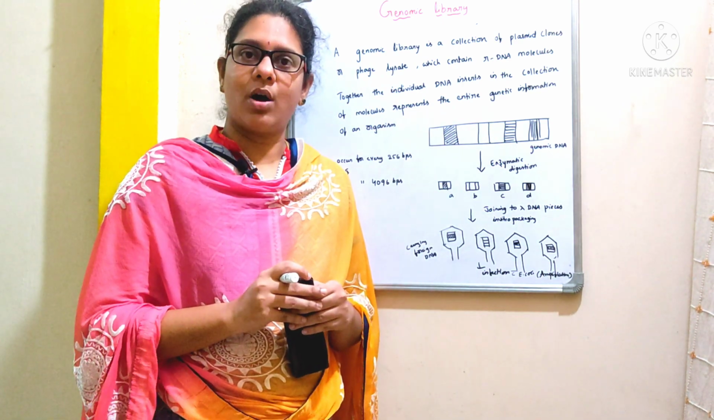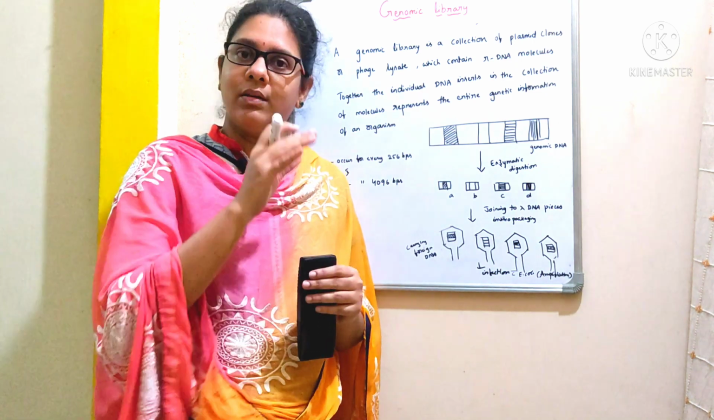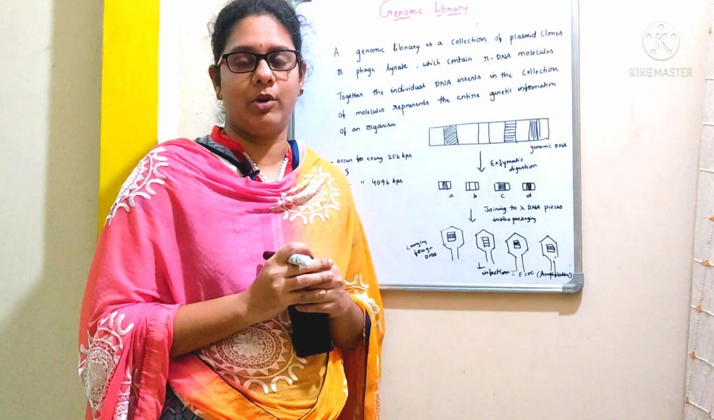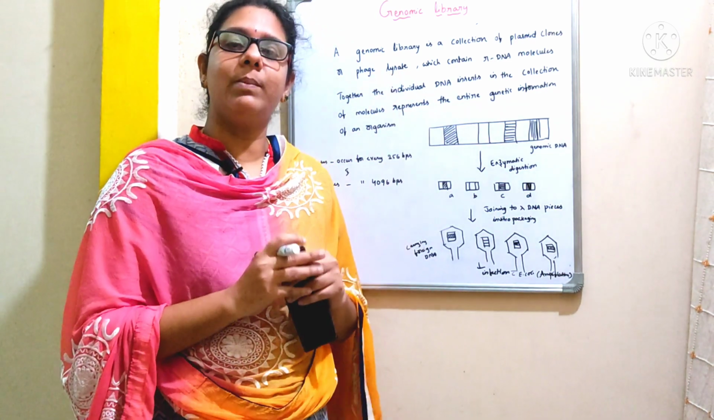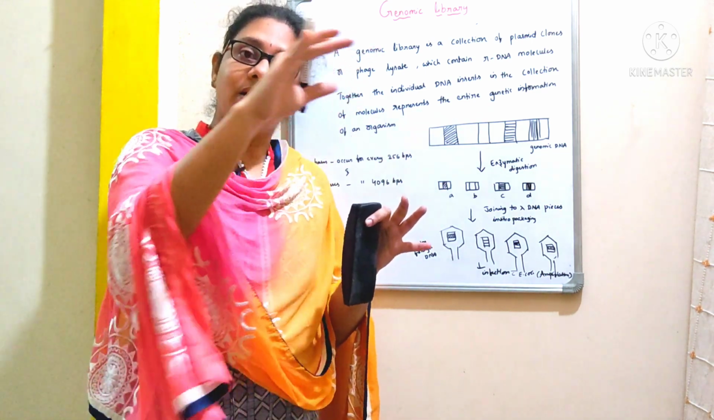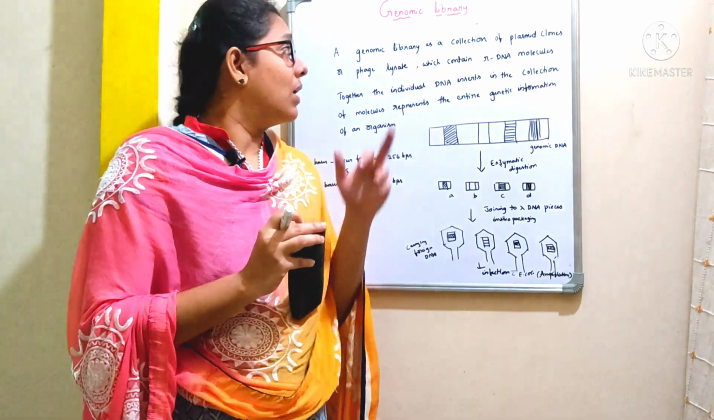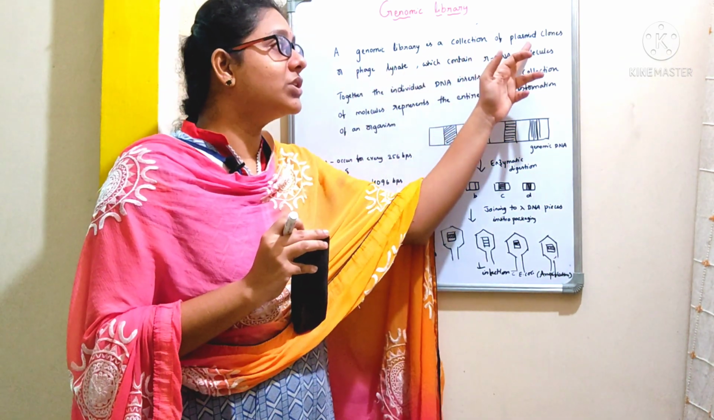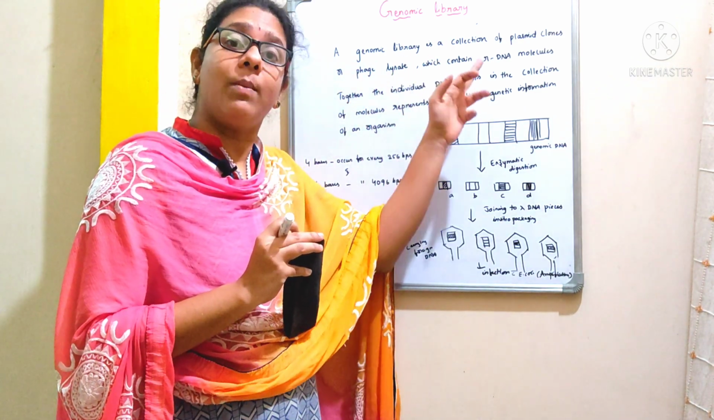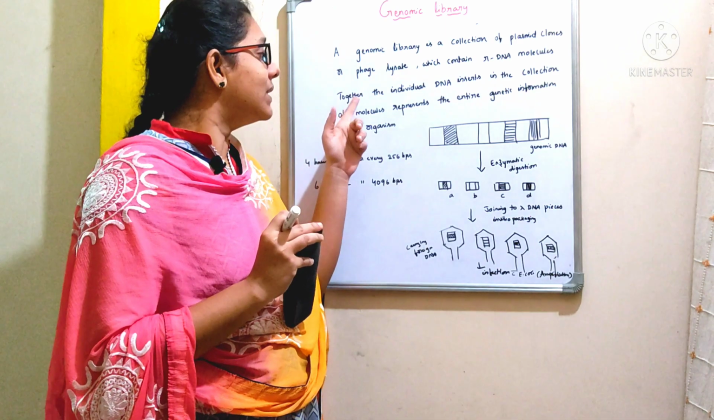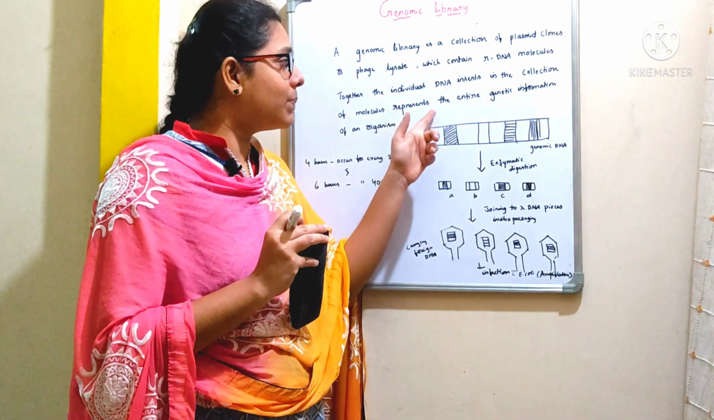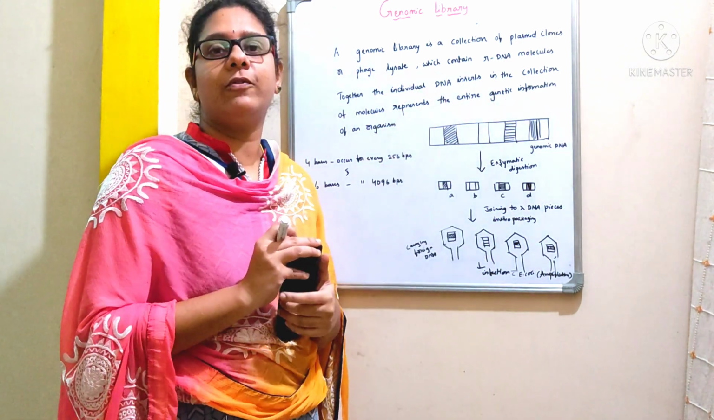We can also call it Gene Library. Generally, in our college, we used to go to the library to refer to a book, right? Because a library is a place where we can find a huge collection of books. When it comes to a Genomic Library, here we can find a set of genes that constitute the entire genome of an organism. So a Genomic Library is a collection of plasmid clones or phage lysate which contain recombinant DNA molecules. Together, the individual DNA inserts in the collection of molecules represent the entire genetic information of an organism.